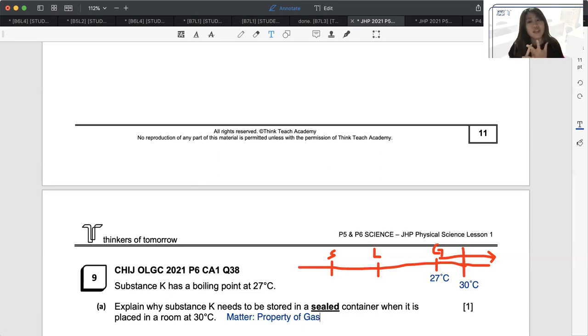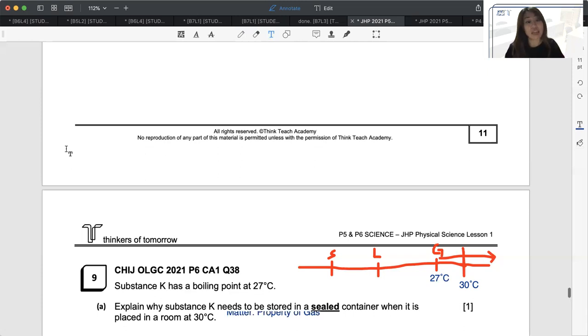Now we've got to eliminate. Which ones are not relevant here? The reason why I want to put it in a sealed container is because I don't want the gas to escape. So do you think it has to do with gas not having a definite shape? No, this is not about it taking up the shape of any container. Neither is it about being compressed. I'm not adding more gas into a fixed container. The reason I need to contain it is because gas does not have a definite volume. That's why if I open it, gas can move freely in the air.